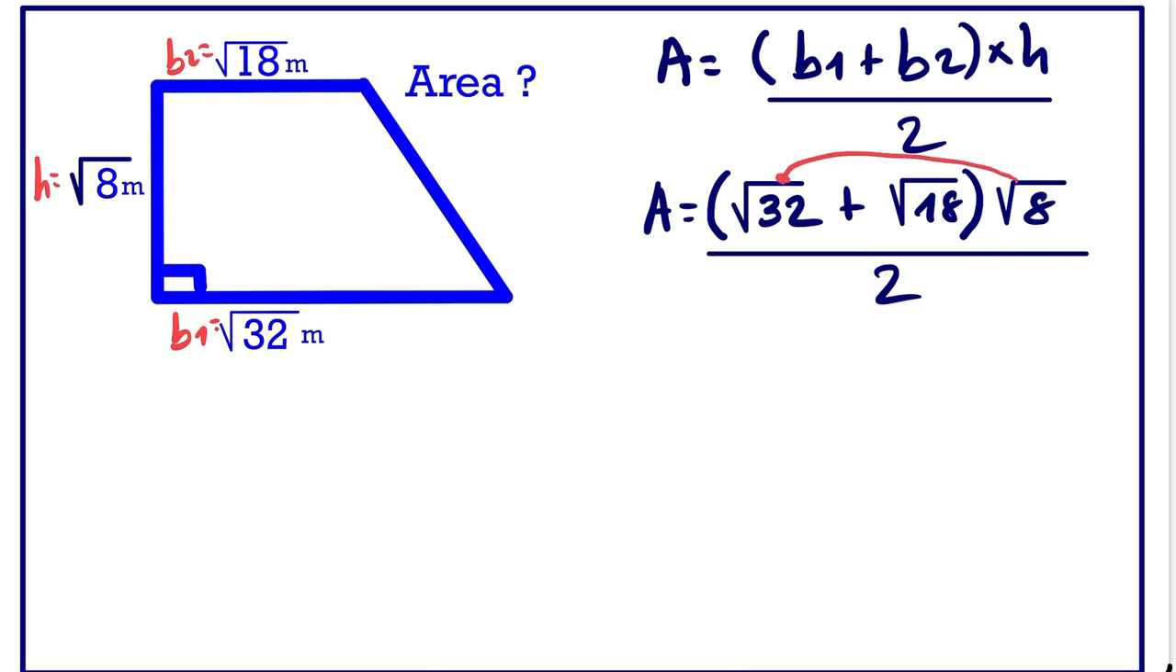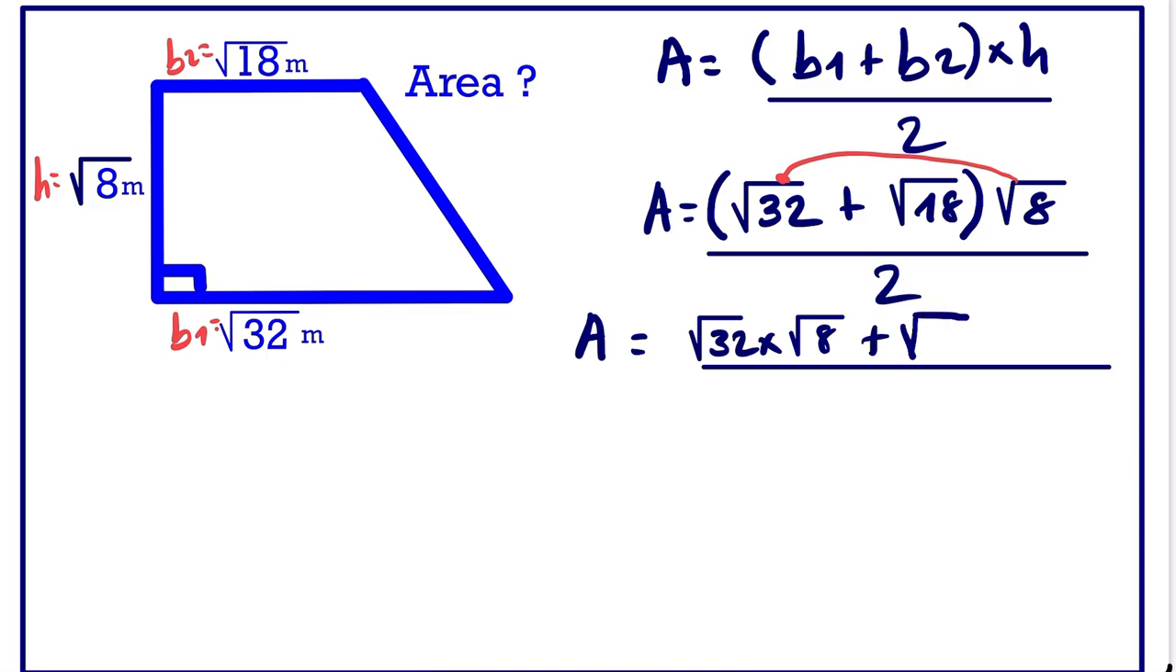If we multiply, we are going to have A equals, in a bracket, root 32 times root 8, plus root 18 times root 8, all divided by 2.